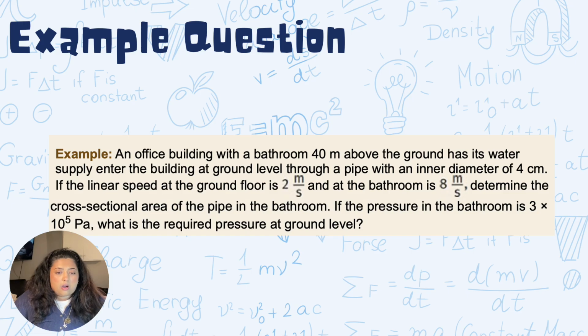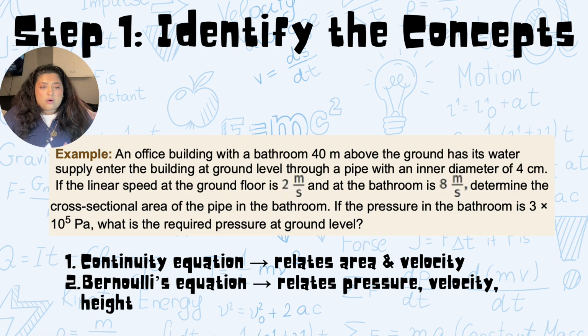I like to break down more complicated questions like this into multiple steps so it makes it easier to solve and reason through. So my first step would be to identify the concepts that are being tested in this question. I can see that we have a change in area and a change in velocity, so I know that we're going to have a continuity equation, and I also see that we're relating pressure, velocity, and height, so I know we're going to be using Bernoulli's equation.